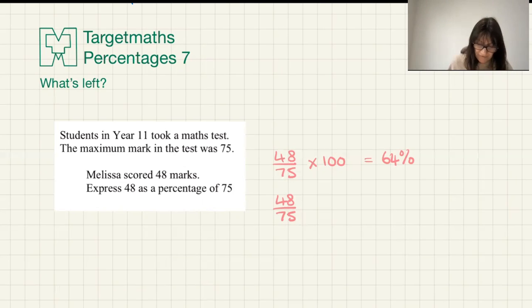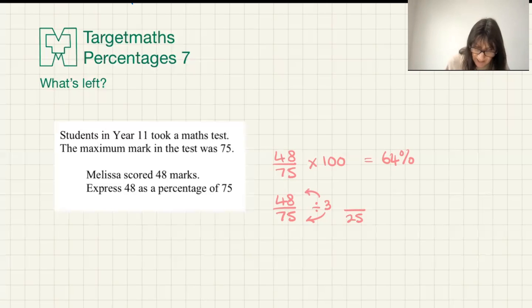So I am going to divide by 3, because if I divide 75 by 3, I will get 25, and 25 will multiply by 4 to make 100. So that's why I chose that particular division. Obviously, whatever I do to the bottom, I must do to the top. I want to keep the fraction equivalent.